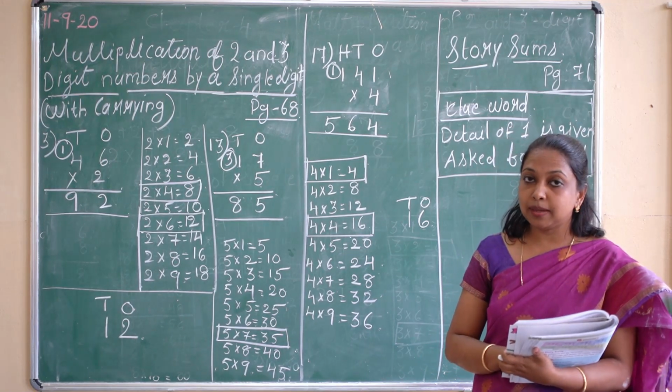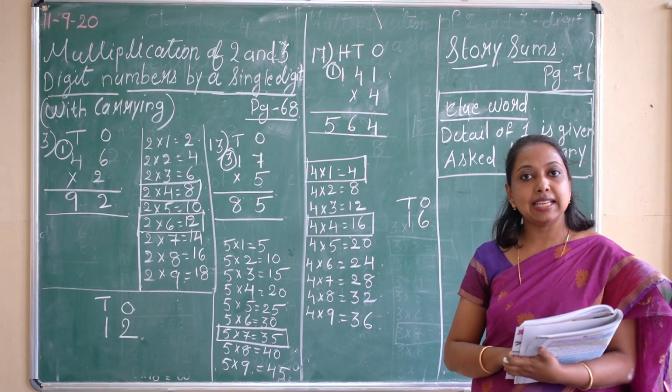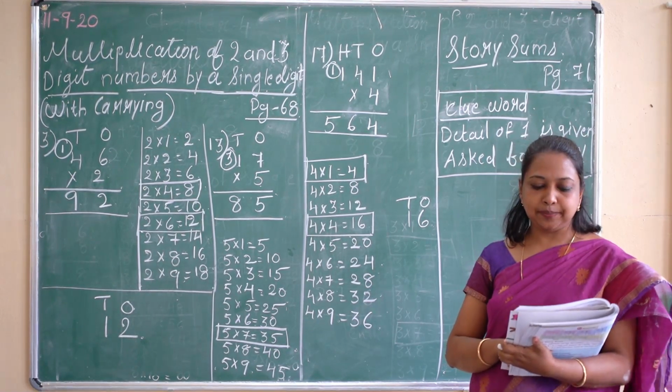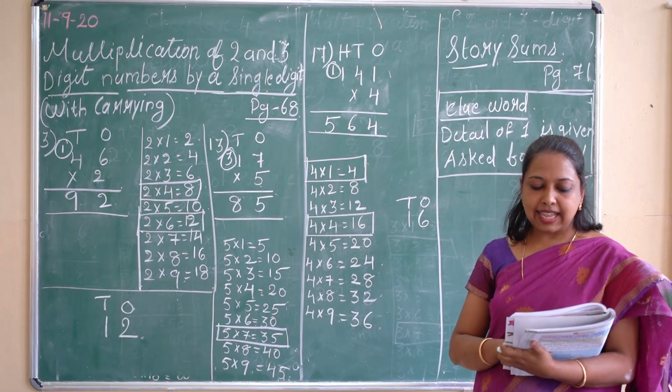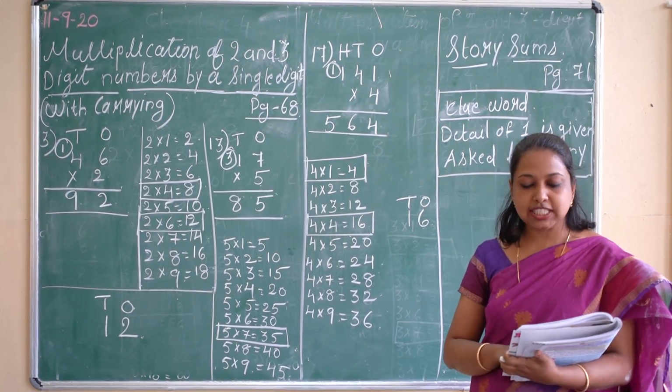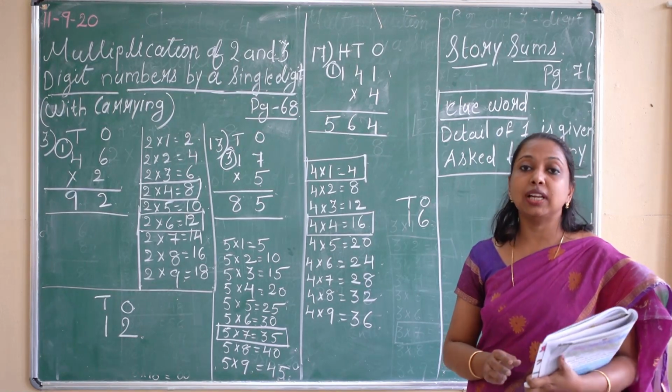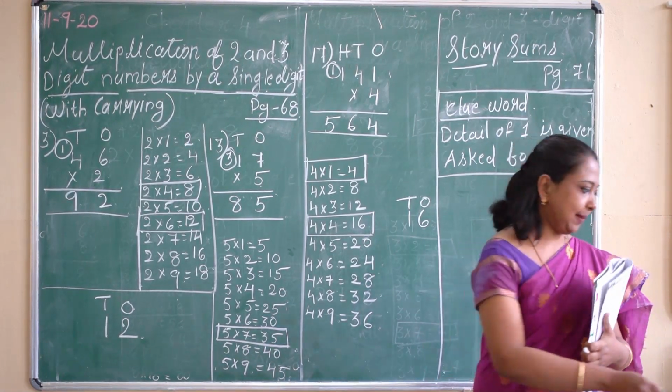First you have to write the statement of the question. For that, how many numbers are given? 15 and 4. So what is 15? Number of clowns is equal to 15. And the number of hats for a clown is equal to 4. And you have to calculate the total number of hats.